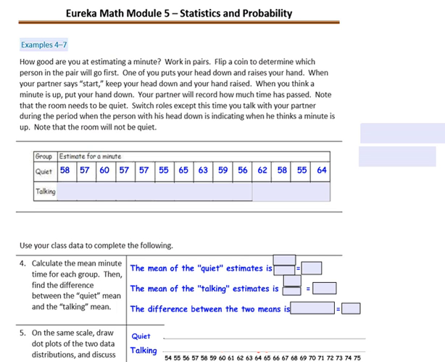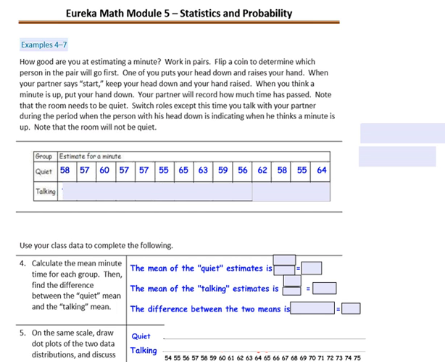Now, the next one is to switch roles, except this time you talk to your partner during that period when the person has his head down and is indicating when he thinks the minute is up. Note that the room will not be quiet now. So we press the timer and we talk to the people who are estimating the time, and that maybe keeps their mind off counting a little bit. And here's what we found out.